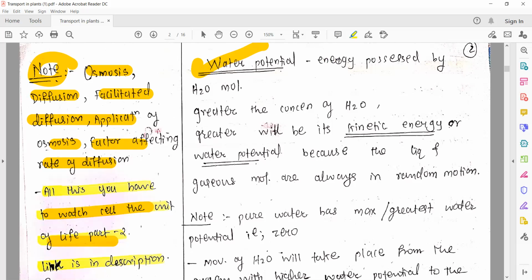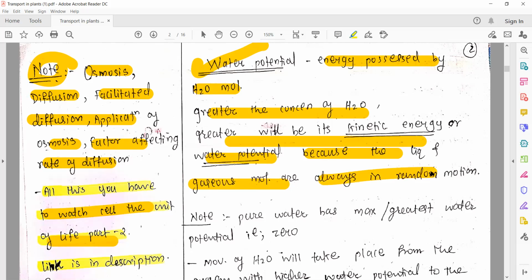See, the energy possessed by the water molecule is nothing but called water potential. The greater the concentration of water, the greater the kinetic energy. Also keep in mind, you can say water potential, because liquid and gaseous molecules are always in random motion.